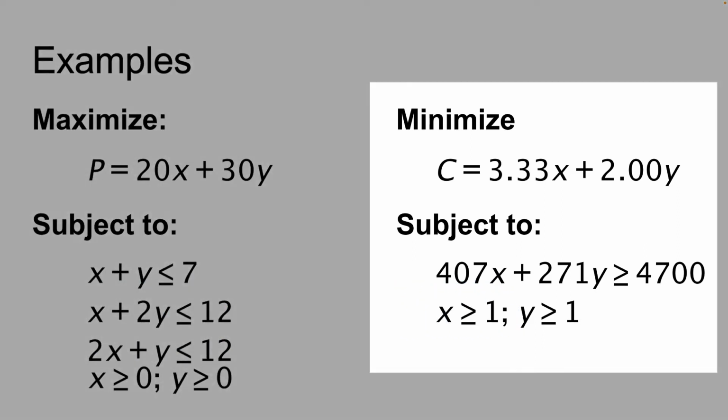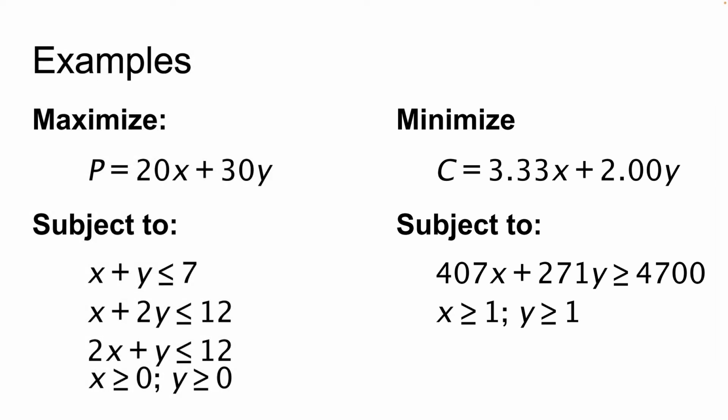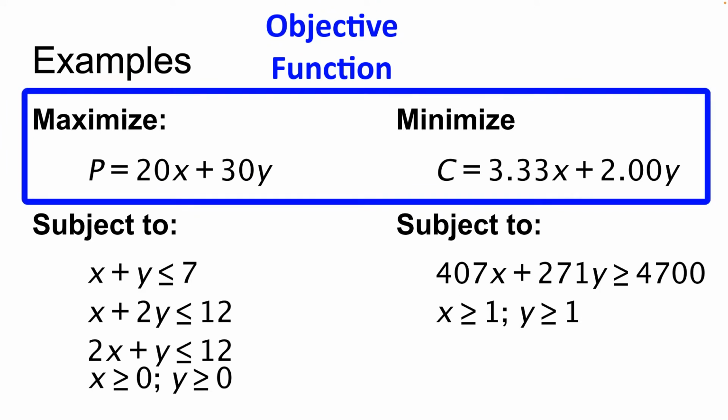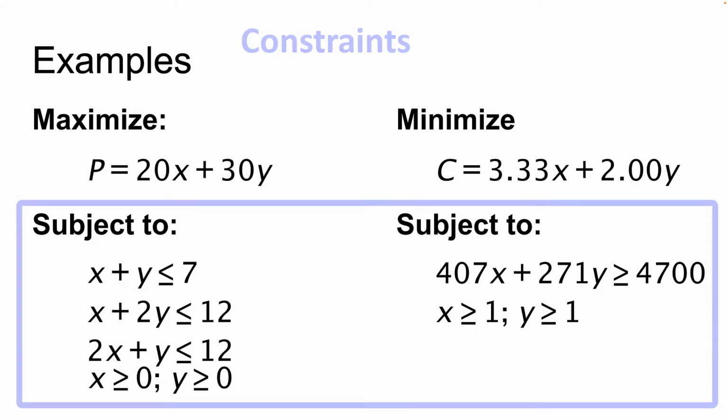On the right-hand side, we're asked to minimize the function c equals 3.33x plus 2.00y, subject to the constraints 407x plus 271y is greater than or equal to 4,700, x is greater than or equal to 1, and y is greater than or equal to 1. So the objective function is always the function that we are asked to maximize or minimize. It will always be an equation. The constraints are typically always inequalities.